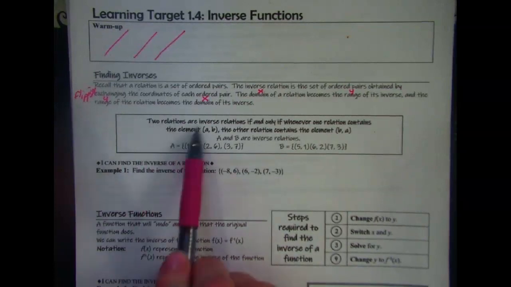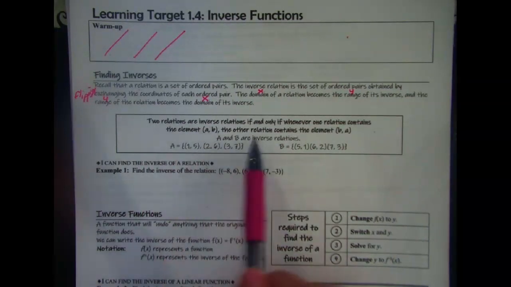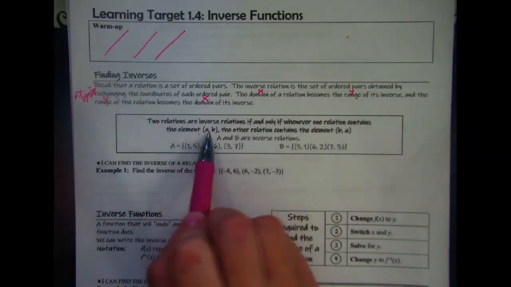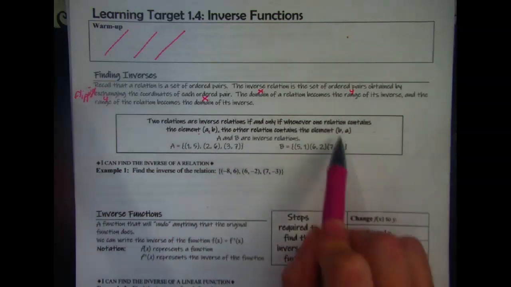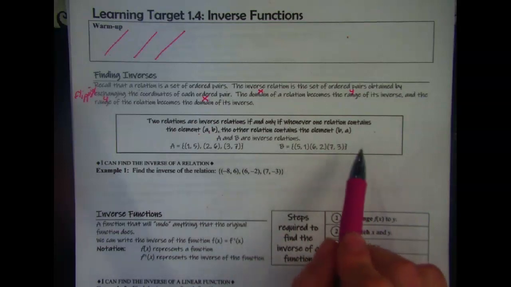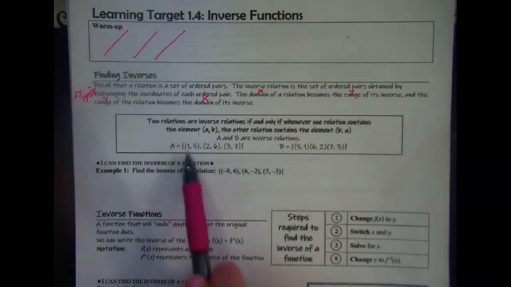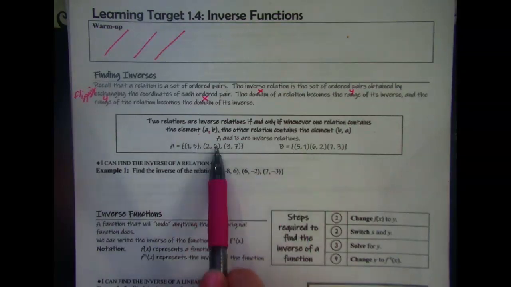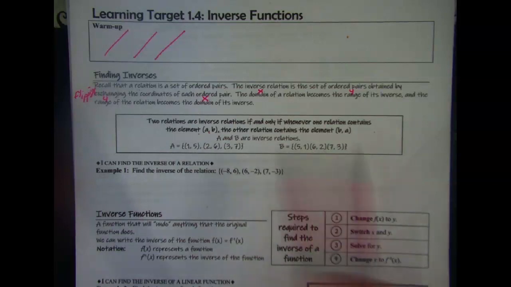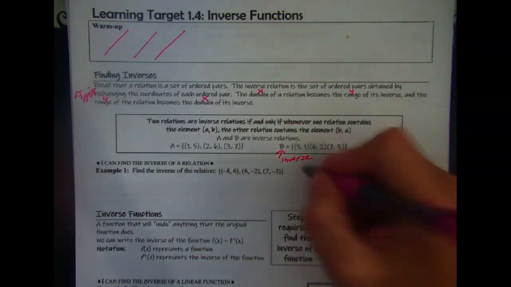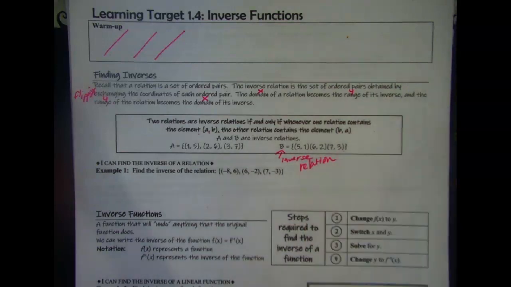All right, so let's look here. We have two relations that are inverses if and only if, whenever one relation contains the element (a, b), the other relation contains its opposite (b, a). So we flipped it. They used a and b; we say x and y, or y, x. It's the same thing. If you look here, we have (1, 5), so that should be (5, 1). We flipped the (2, 6), so that would be (6, 2). And then (3, 7) becomes (7, 3). So that means this is the inverse relation. Okay, so that's our first target.